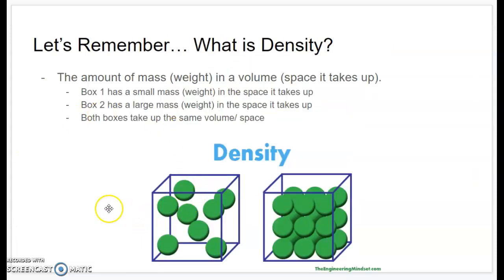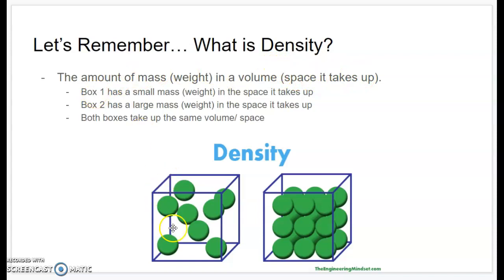So we talked a lot before about density and mass, weight, and stuff like that. So we're just going to do a quick refresher because you guys should have some background knowledge about this stuff. So what is density? Density is the amount of mass or the amount of weight in a volume. So in the space that it takes up. So the amount of weight in the space that an object takes up.